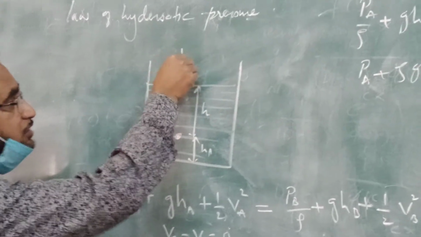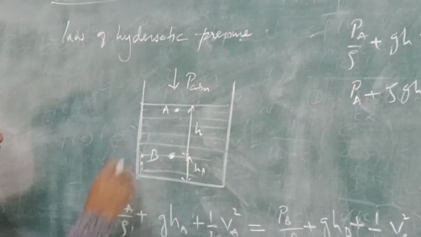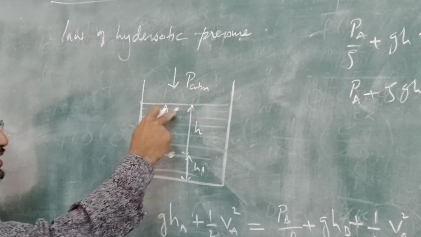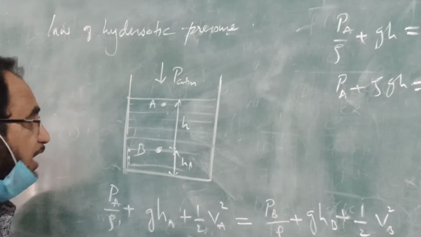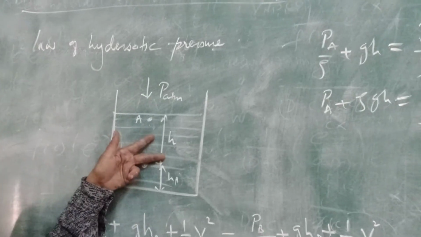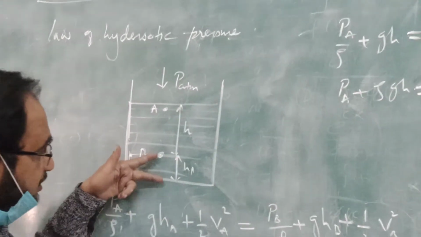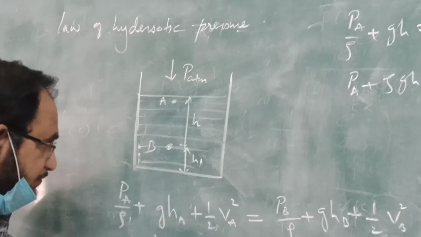There is atmospheric pressure, and because of this atmospheric pressure there is hydrostatic pressure at point A and at point B. The distance between these 2 points A and B is suppose h, while the distance of point B from the bottom of the container is h1.